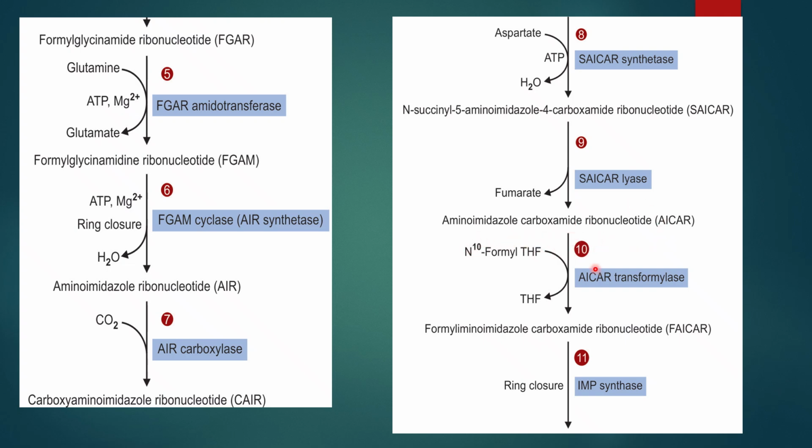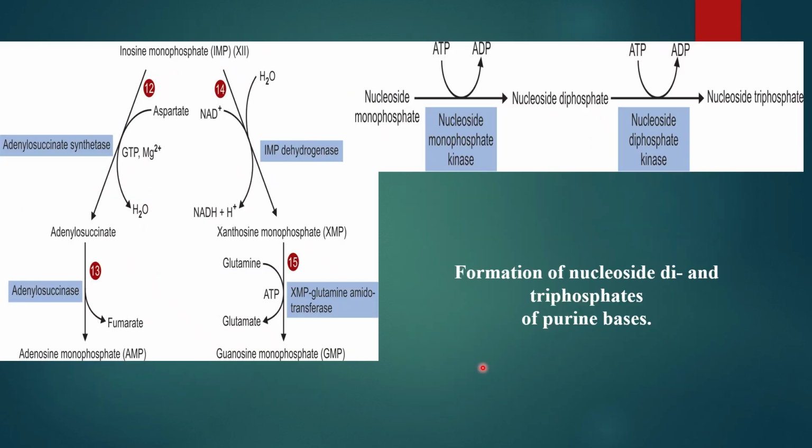Then in step 10, again there is a donation of a formyl group via N10-formyl THF, which is converted into THF, and the enzyme is transformylase, and the product being formed is formylaminoimidazole carboxamide ribonucleotide. Further, the synthetase enzyme leads to the ring closure, and with the formation of the ring, there is a synthesis of the very first purine nucleotide, that is inosine monophosphate. IMP is being formed here.